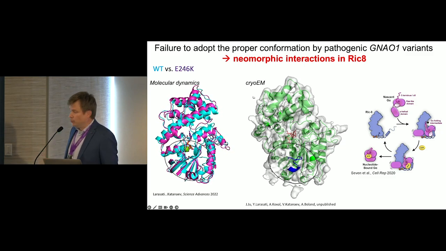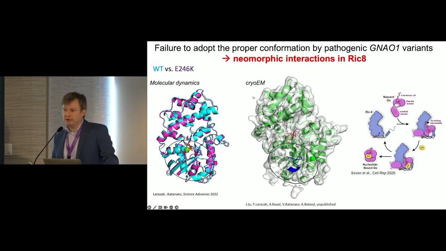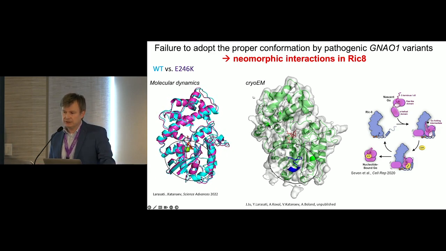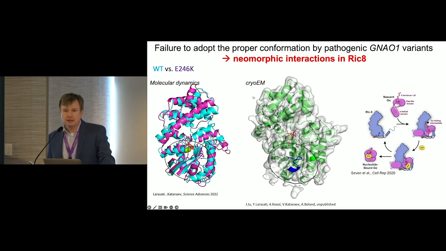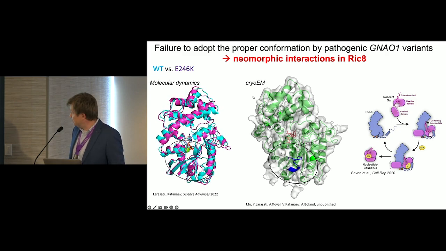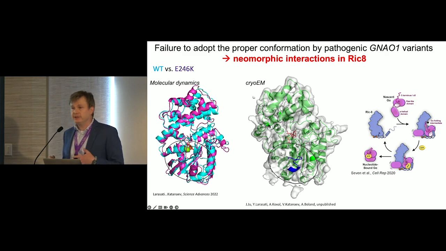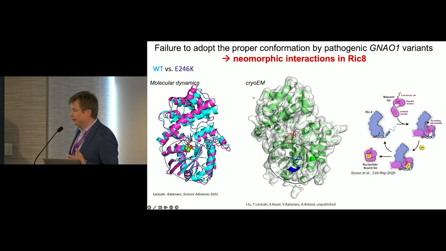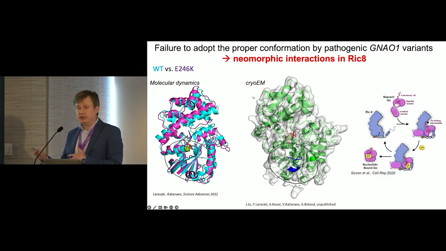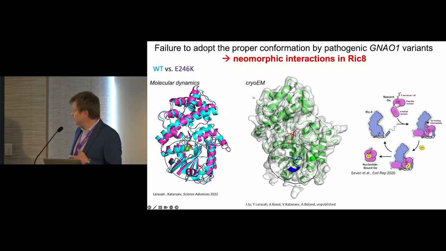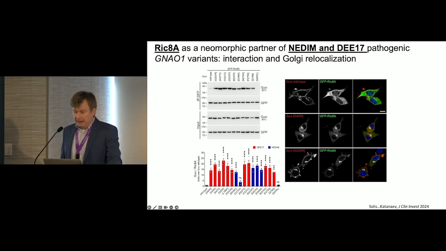And since we found the data which suggested that the proper structure of G-alpha-O is not adopted in the mutant proteins, we suspected that maybe this should be reflected in the interactions with RIC8s, which normally for the G-alpha-O wild type are there for the transient interaction. So as soon as the G-alpha-O is synthesized and is still empty of the nucleotide, RIC8 comes in, helps it fold, helps it bind its first guanine nucleotide, and then goes away. And actually what we find is that the wild type G-alpha-O indeed interacts very poorly with RIC8A, because the interaction is supposed to be very transient.